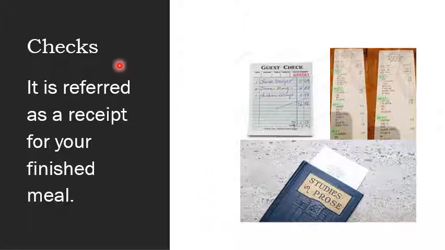Actually, class, check is an American term. American people use this term when they pay for their food, when they pay for their meal. They usually call it a check, while British people call it a bill. So that's the same, but the term is different. The meaning is the same.